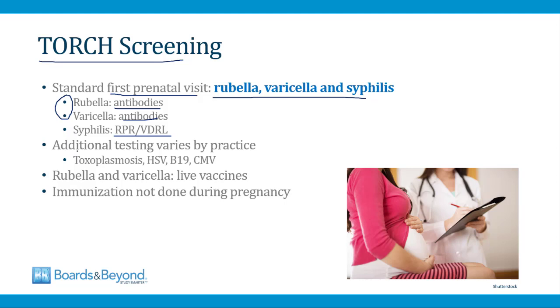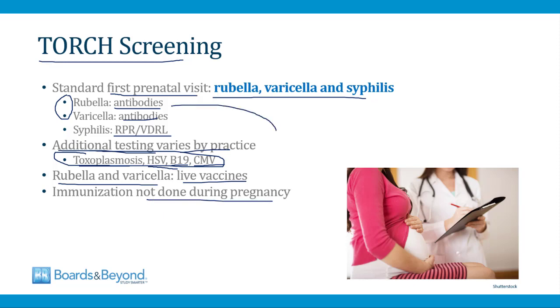Beyond rubella, varicella, and syphilis, there is additional TORCH testing that can be done, but this varies by practice. So some providers will check for antibodies to toxoplasmosis, HSV, B19, or CMV, but these tests aren't universally performed in all pregnant women everywhere. And then always remember that rubella and varicella are live vaccines, so immunization is not done during pregnancy. If a woman's rubella and varicella antibody screen is negative, then you simply monitor her during the pregnancy, and she should be vaccinated after delivery of the baby.